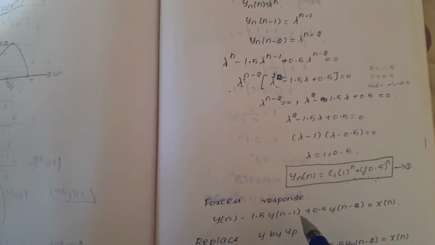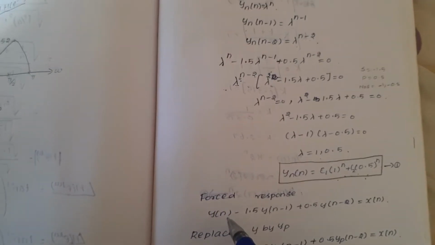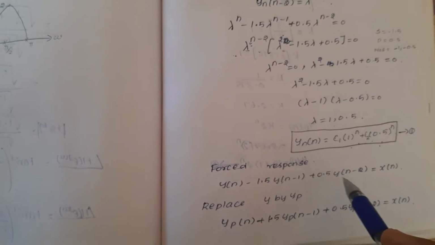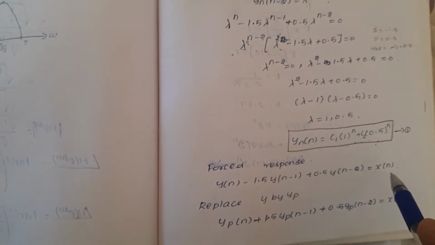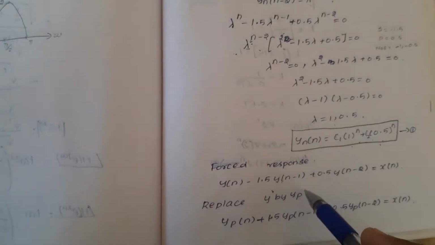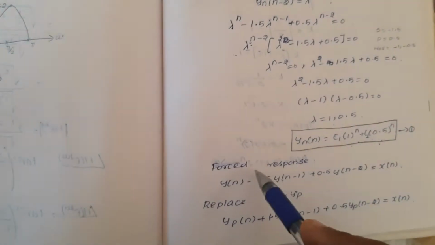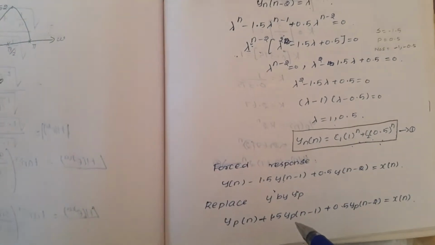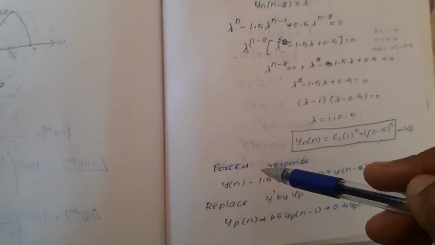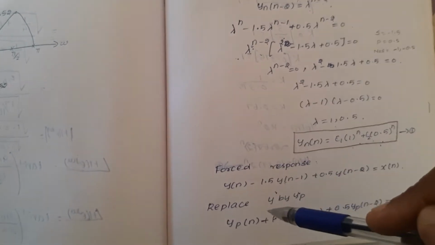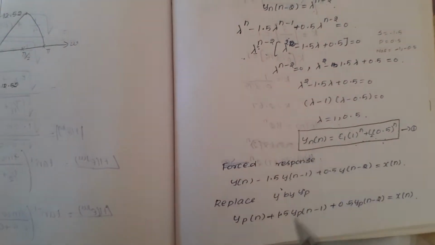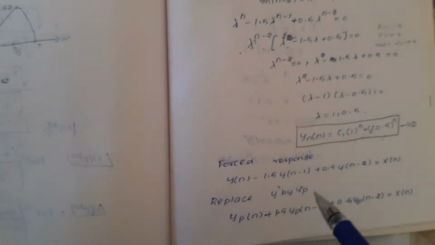So now the forced response is the given forced response. What is the value? y of n minus 1.5 y of n minus 1 plus 0.5 y of n minus 2 is equal to x of n. So now in order to find the particular solution, replace all y of n values by yp. Okay, so the natural response is complete. Next we want to find the forced response. To find the forced response, what do we need? We need to find the particular solution. So in the question, replace all y as yp.